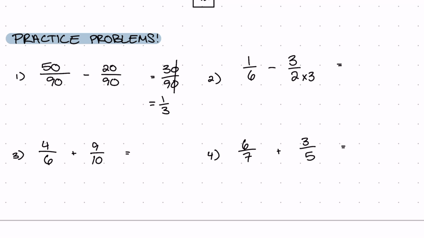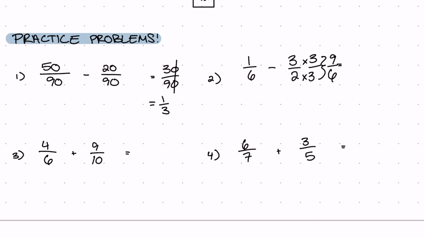So to keep the value the same, what we do to the bottom, we must also do to the top. So notice now it's like we're multiplying by 1. So that changes the appearance without changing the value. So now we have 1 over 6 minus, and we can rewrite this as 3 times 3, which is 9, over 2 times 3 is 6. So 1 over 6 minus 9 over 6.